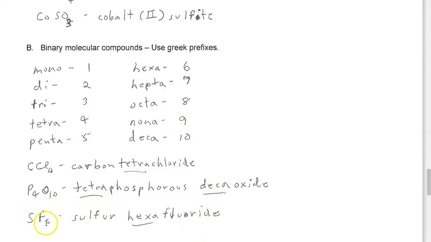All right, what about SF6? Well, that's sulfur. What's 6? Hexa. So this is sulfur hexafluoride. And that's how you name that compound. Make sense?